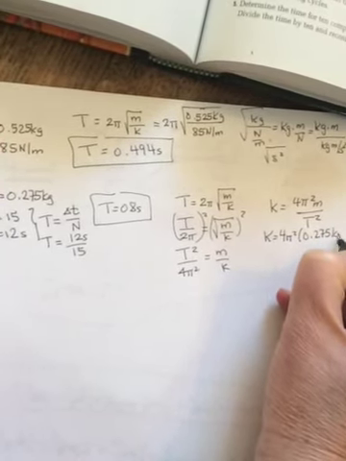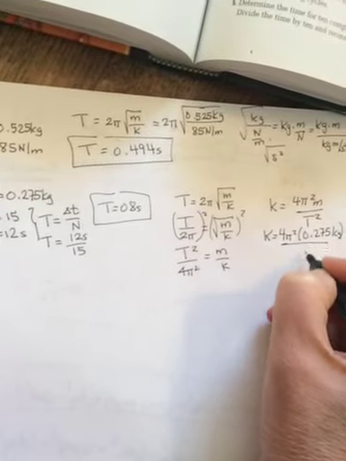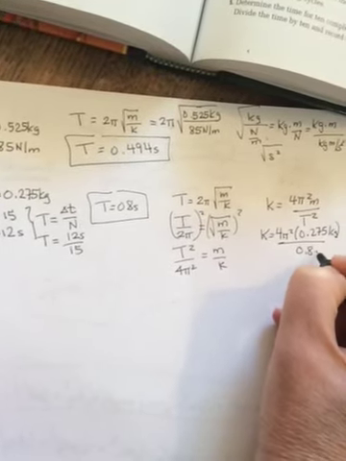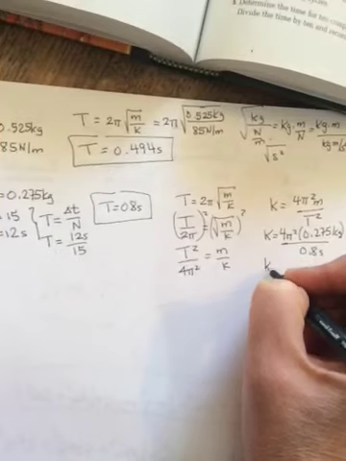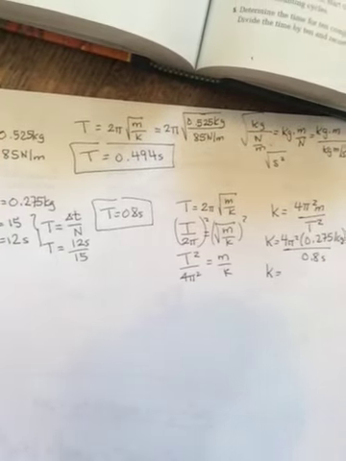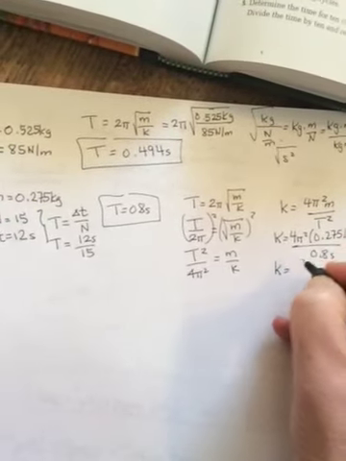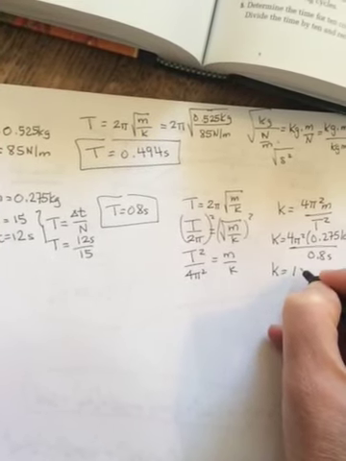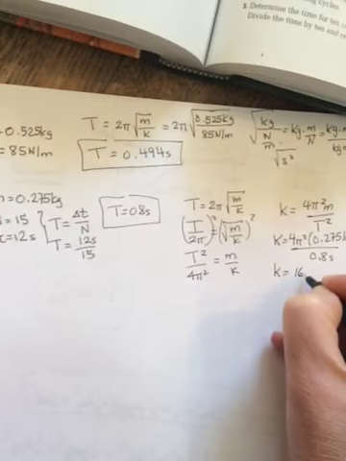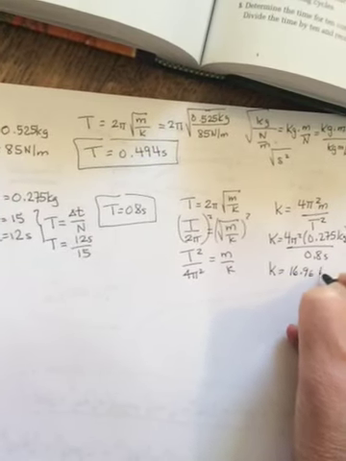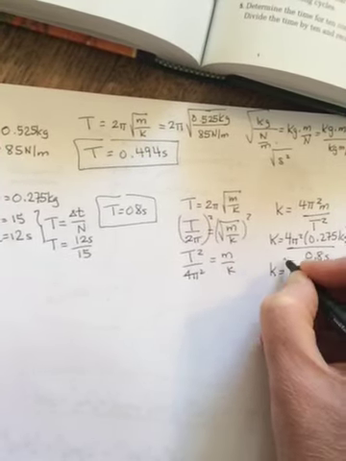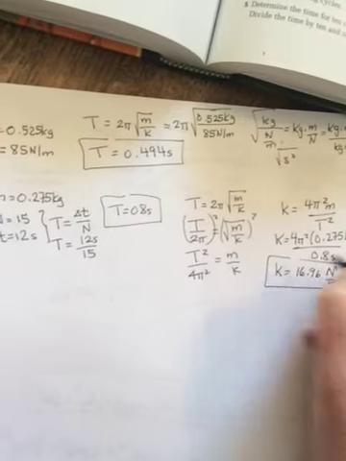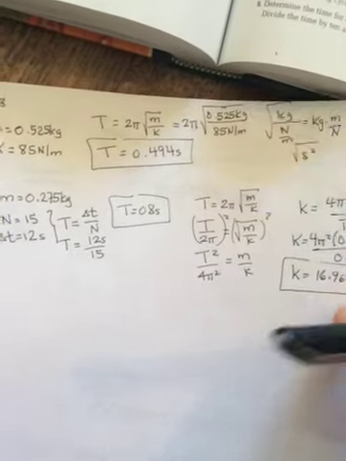0.275 kilograms, and T we found to be 0.8 seconds. Try not to forget to square that pi. You'll have it written down, but it doesn't mean that it'll end up getting squared when you punch it in your calculator. If you do end up remembering to square it, you get 16.96 newtons per meter. Okay, so that's K, number 2. Number 3.